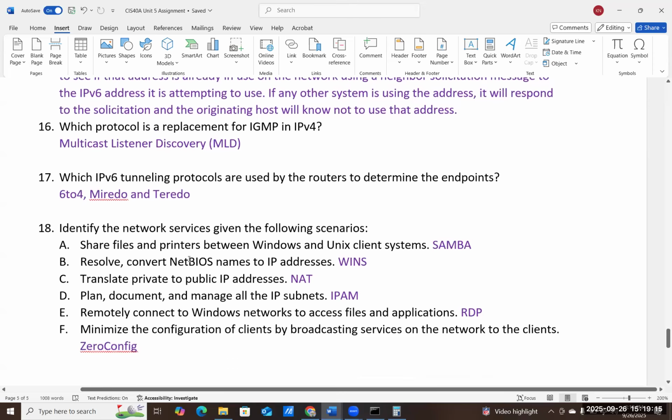Okay, so let's go through and talk about the services again. Because this is going to be related to your communication systems, your servers are running the services, and it's important to know them. So when you're sharing files and printers between Windows and Linux systems, you use a service called Samba. This has been around for many, many years and it's still being used.